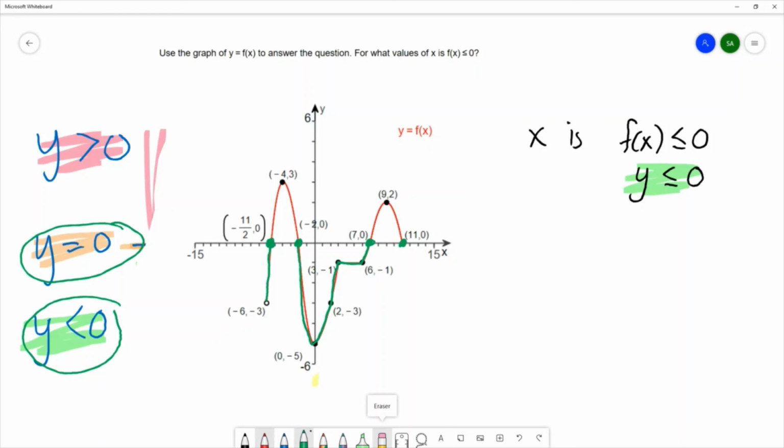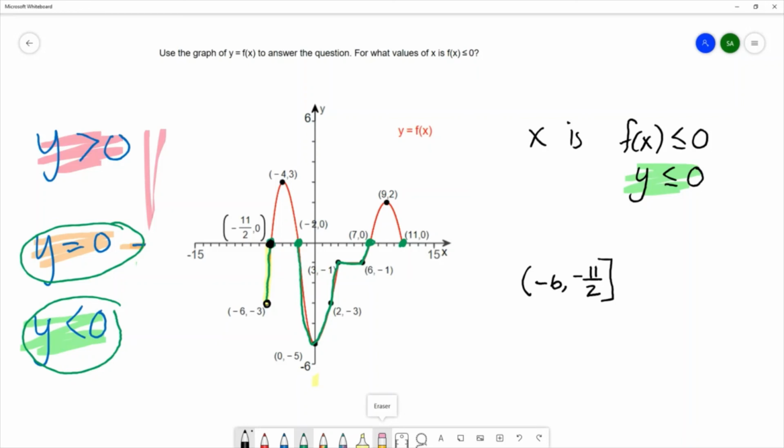So what I'm looking for is what are the x values? Looking at this first piece right here, I need to know the x values for that. Those x values start at -6 and end at -11/2. I'm going to put a parenthesis on the -6 because there's an open circle on this end. And I'm going to put a bracket on the -11/2 because this is a filled in dot. That's when y equals 0.